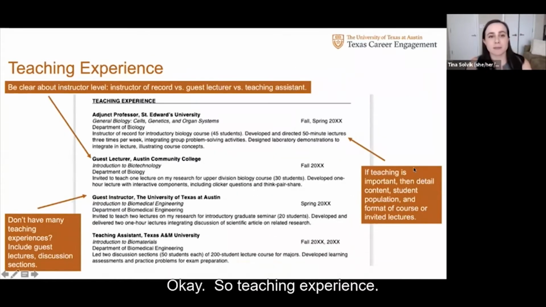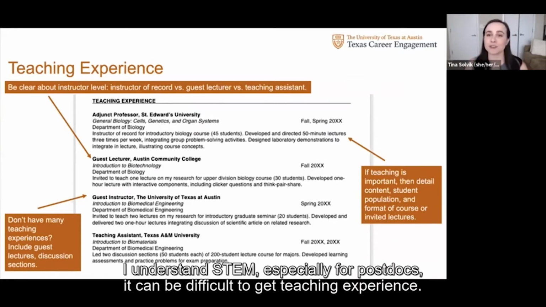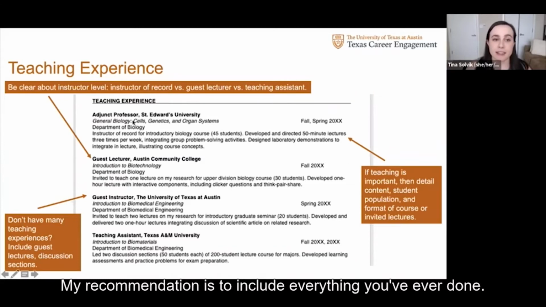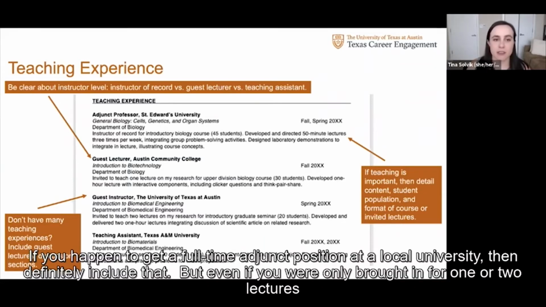Okay, so teaching experience. I understand STEM, especially for postdocs, it can be very difficult to get teaching experience. And so there are questions about how do you include that in a CV when you've had minimal teaching experience. So my recommendation is to include everything that you've ever done. So in here, there's a mix of, if you happen to get a full-time adjunct position at a local university, then definitely include that. But even if you were only brought in for 1 or 2 lectures at Austin Community College or in a course at UT Austin, include that as your teaching experience.